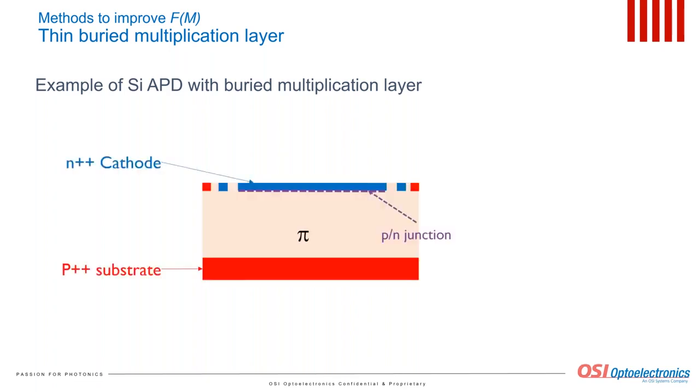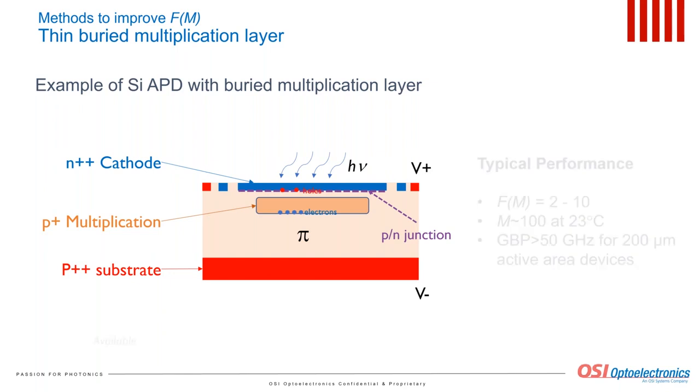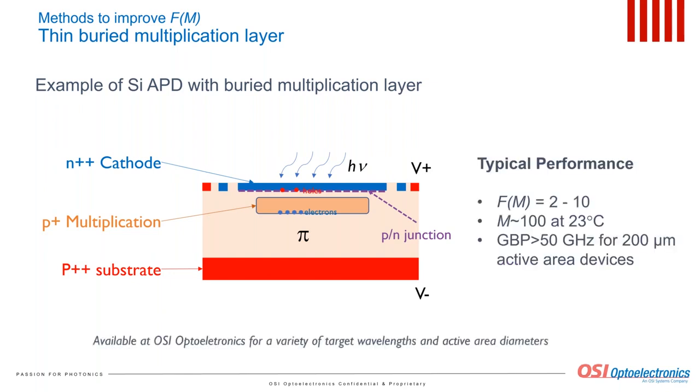As an example of silicon devices, a buried multiplication layer P+ can be created underneath the front side cathode with a small spacing. This allows us to exclude certain surface dark currents from multiplication and to create a more uniform electric field within the avalanche layer. Applying reverse bias and illuminating the diode, non-equilibrium electrons will participate in the avalanche process within the multiplication layer. Typical F factor values achieved for such structures are within the range from 2 to 10 at a gain value of about 100 for silicon at room temperature.